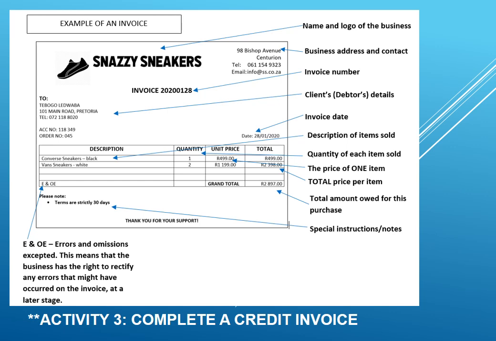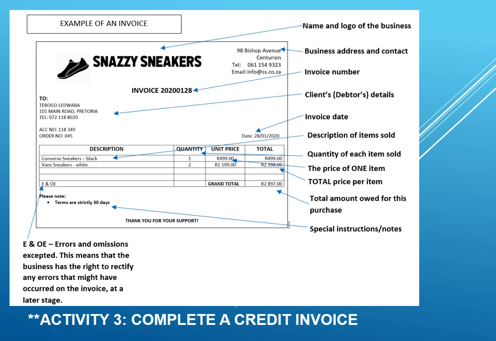Then you might have seen this perhaps on invoices or documents before, E and OE. What does that stand for? It says errors and omissions accepted. Now this means the business does have the right to rectify any mistakes that might have occurred on an invoice. For that matter, on any other business document, that gives you the legal right. So if something went wrong, you can go and rectify it at a later stage.